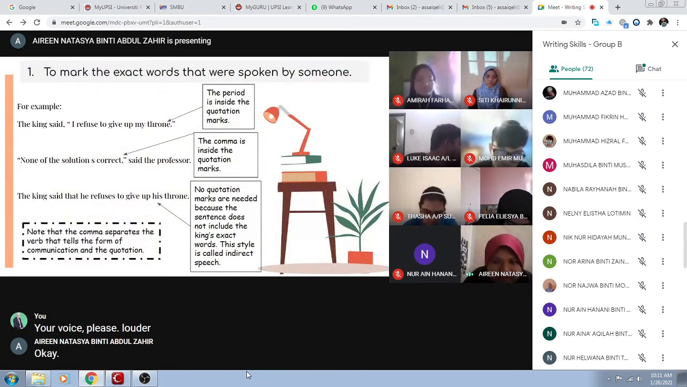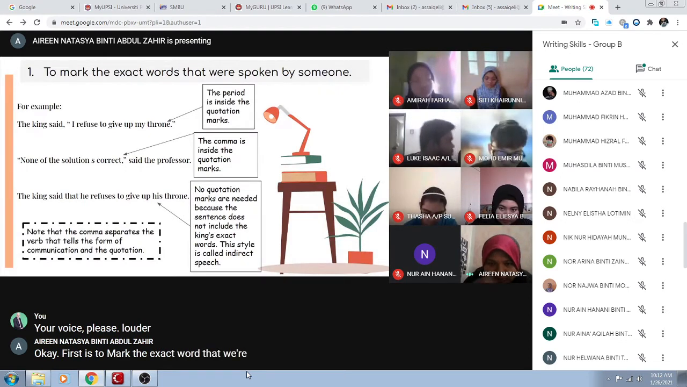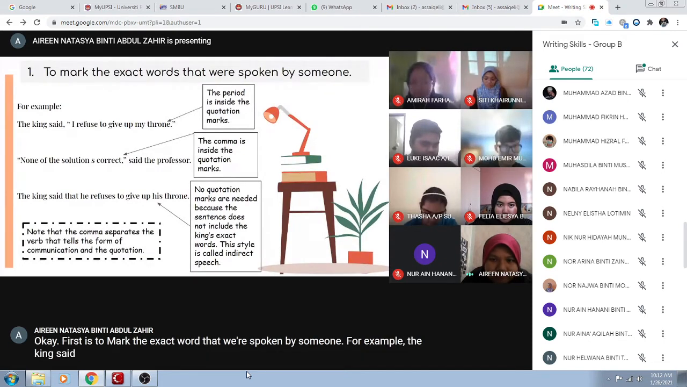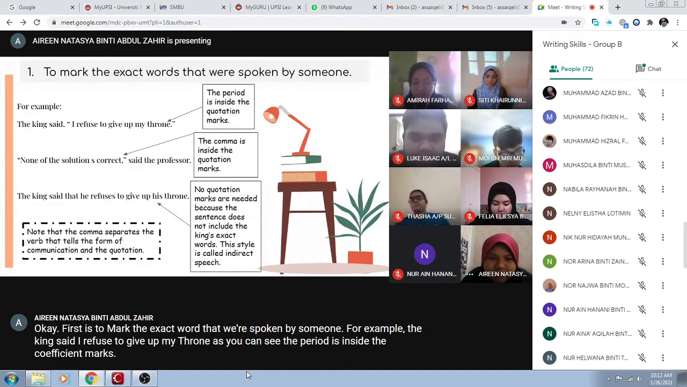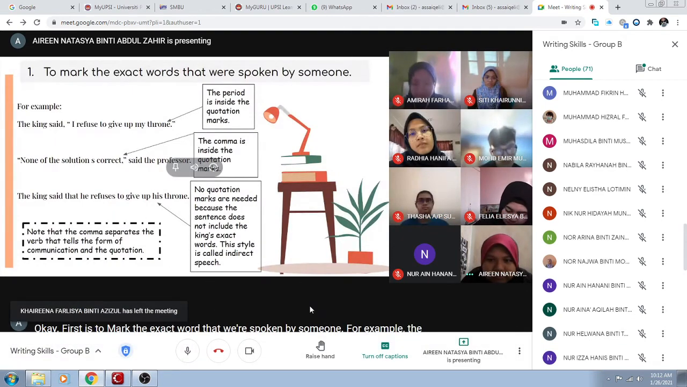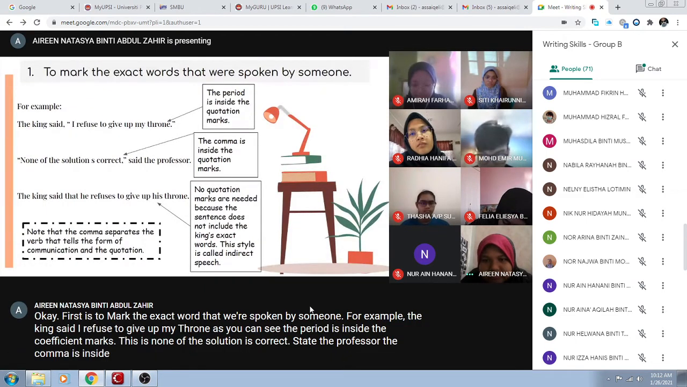Okay, first is to mark the exact words that were spoken by someone. For example, the king said, "I refuse to give up my throne." As you can see, the period is inside the quotation marks. Next is, "None of the solutions is correct," stated the professor. The comma is inside the quotation marks.